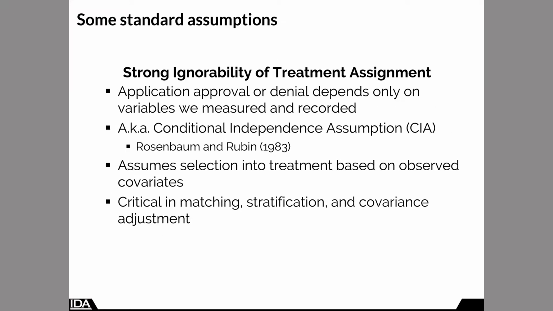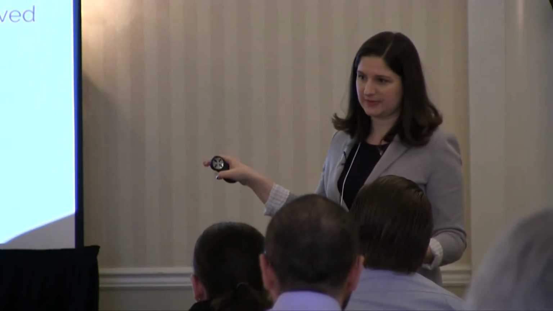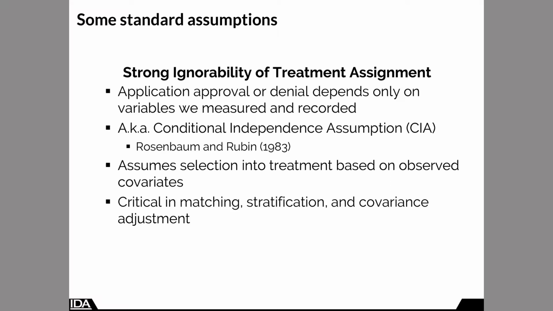Another one is strong ignorability of treatment assignment, or the conditional independence assumption. That one is pretty simple. It just states that there's no lurking variable. Whatever we have in our data set, whatever we know about these officers, that's what matters for their decision to leave the Navy or to stay. And you can actually test sensitivity to this assumption, so I'm not too worried about this one. It's a strong assumption and it's scary, but you can also test how your answer changes if this is false, though most people don't. So the conditional independence assumption just means that your approval or denial depends only on things we measured and recorded, and doesn't depend on something that we've never thought of, like coffee.